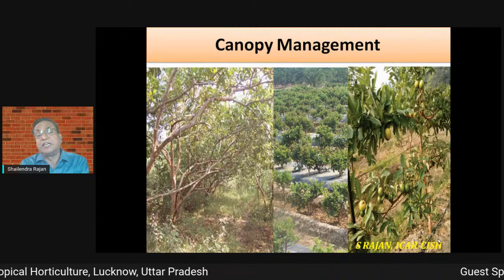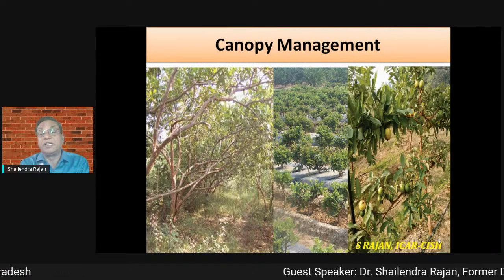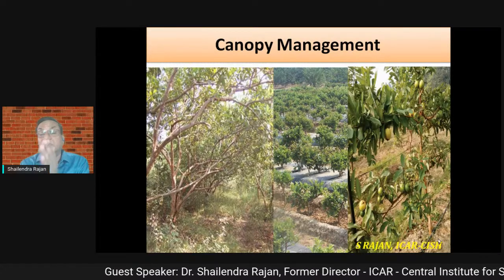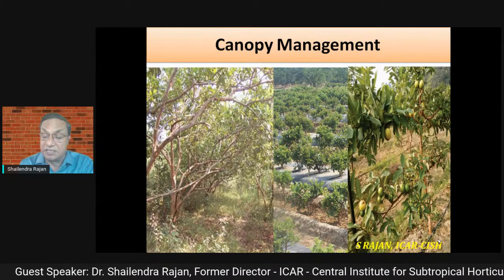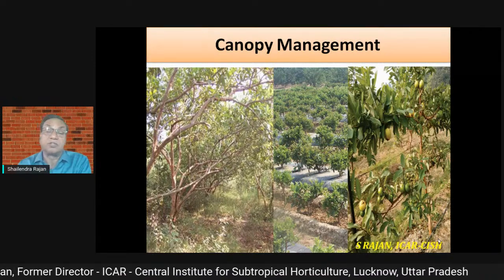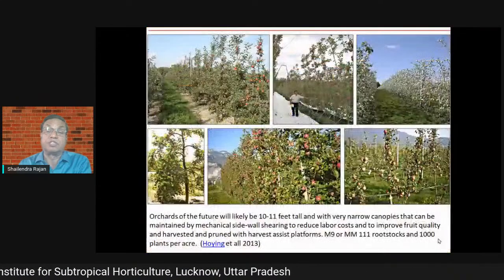And at the right, it has been trained on the trellis system, where a thin patch of the guava plants goes vertically with the help of a trellis. That is one of the areas where you can get good quality fruits because of the light penetration and good light exposure to the fruits.